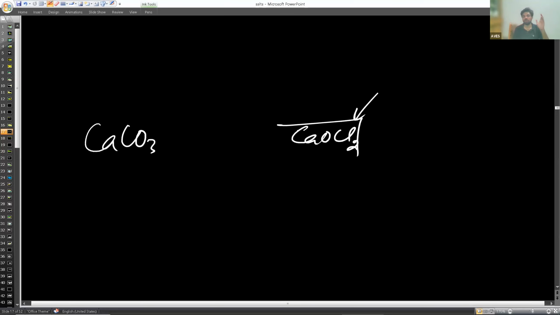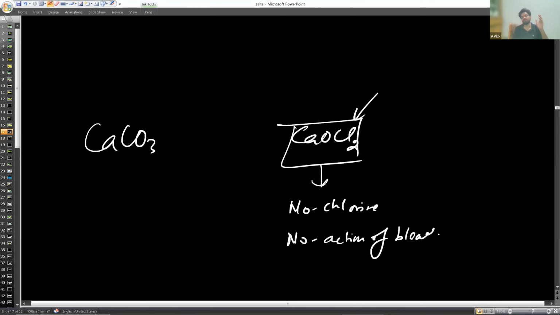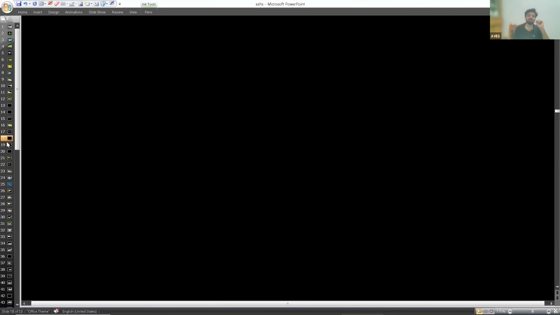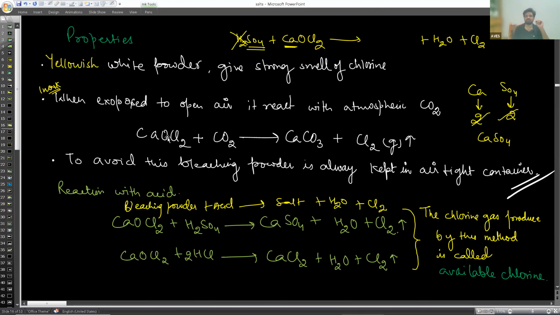So if there is no chlorine, there is no action of bleaching powder. What happens here is that calcium oxychloride reacts with carbon dioxide and gives you calcium carbonate plus chlorine gas. Got it? Yes. To avoid this, a question may come: why should we not keep bleaching powder in open air?